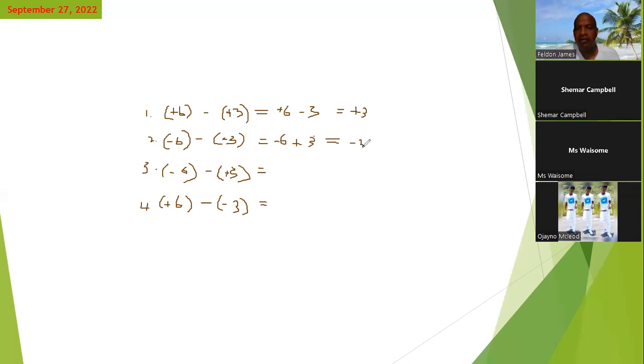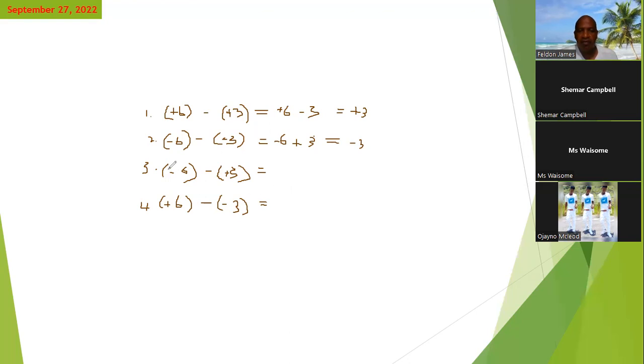Now, if you're following the rule, what you will do, take away the smaller one from the larger one, you get the difference, which is 3, and you keep the sign of the larger one. The sign of the larger one is negative, so the answer is going to be negative. Is that clear so far, guys? Yes, sir.